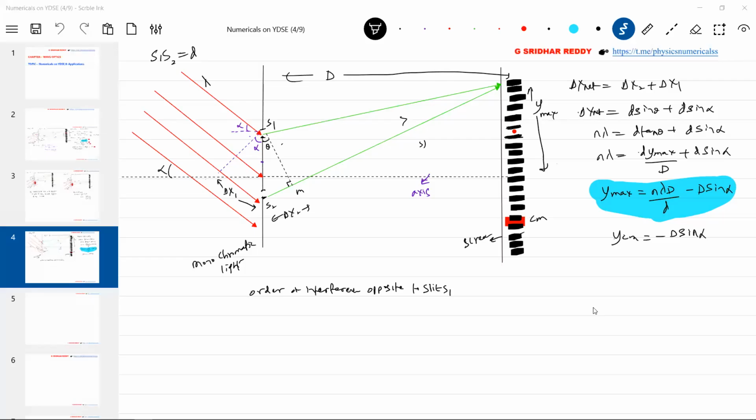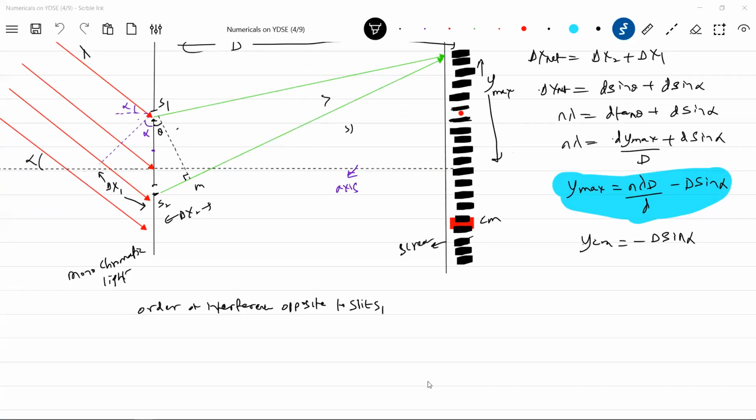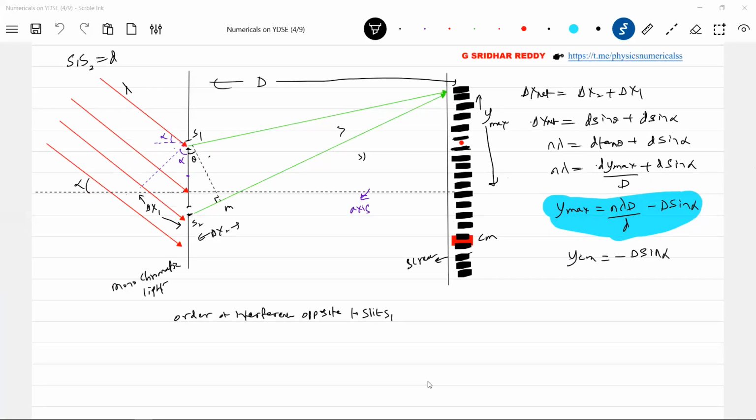Are you able to view the screen? Yes, sir. We'll continue. A lot of problem. Some gap came, no, the buttons.